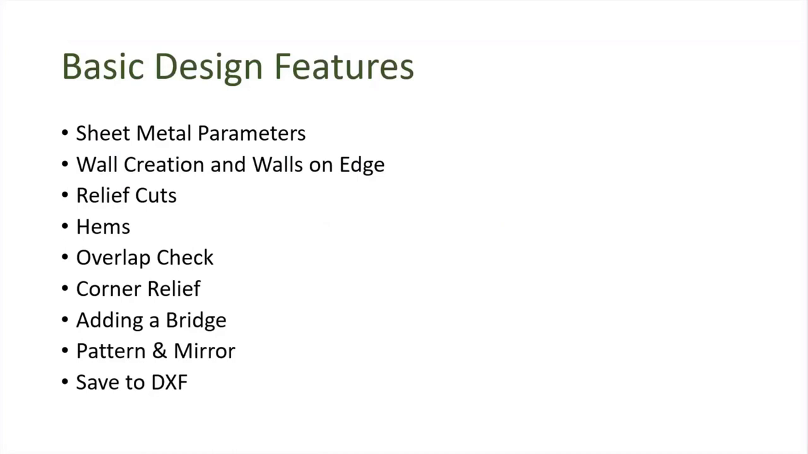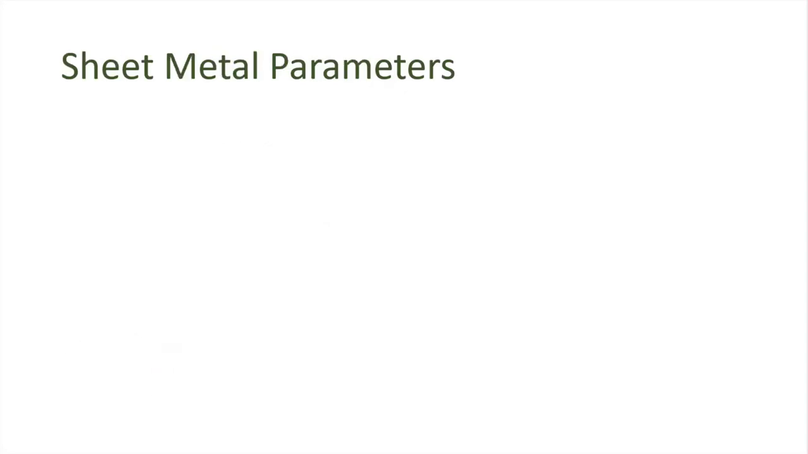So to get started with the basic design features, here are the different topics we're going to be covering today. We're going to create a pan type of lid feature here, where we're going to go through setting your parameters. We're going to create the walls, add some relief cuts in there for necessary flanges, show a different type of flanges that we have using the hems. We'll go through an overlap check, corner relief, adding a bridge, which is part of the stamping features that this involves. And then we'll take some of those features, pattern them, and mirror them. And like almost everything you do in the sheet metal industry, we'll save it out to a DXF.